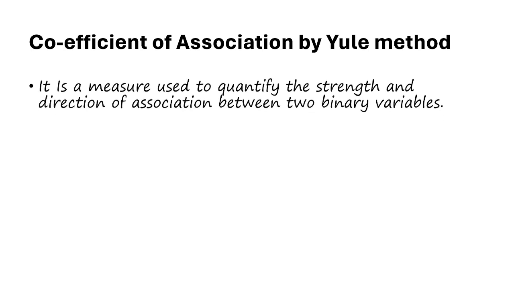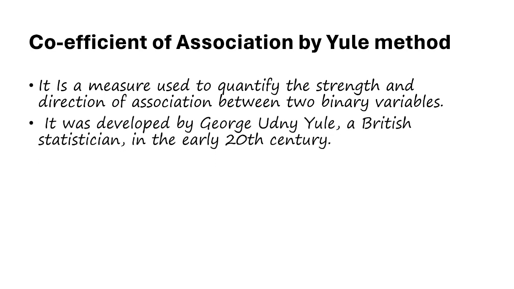First of all, this method is used to find out the degree, that means the strength and the direction of the association. Direction means what? It is positive or negative. Strength means how much it is positive or how much it is negative. Basically, it was developed by Yule in the early 20th century. Hence, it is known as the coefficient of association by Yule.